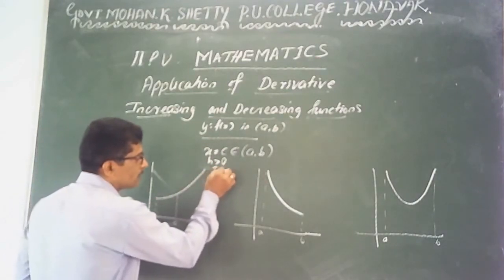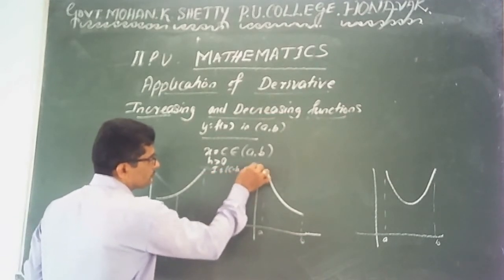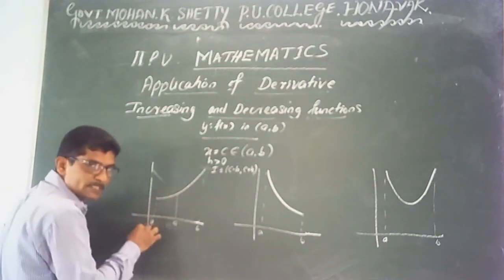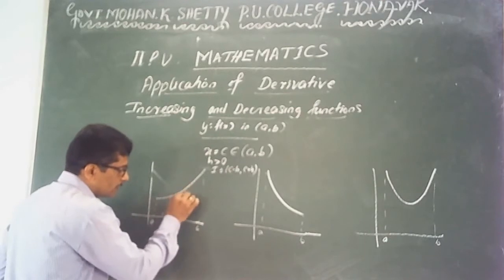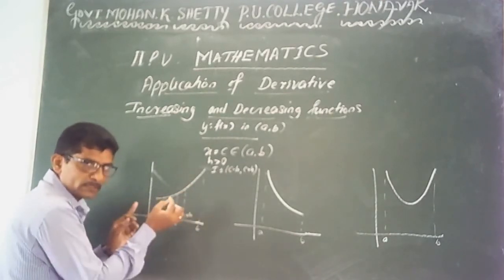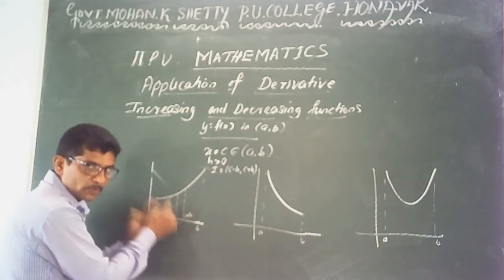I mean the open interval c minus h to c plus h. You can take the neighborhood. c minus h means the left-hand side of c. This one is c minus h, and this one is c plus h. h is very small, so these are very close to c, the neighborhood points.